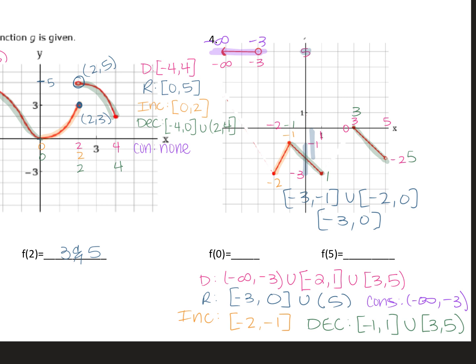From here, we're just finding f of 0 and f of 5. So f of 0 is going to be where is the ordered pair when x is 0. That's here. That's the ordered pair (0, -2). So f of 0 is -2. Then we have f of 5. So what is the ordered pair when x is 5? That's the ordered pair (5, -2). So the y when x is 5 is -2.